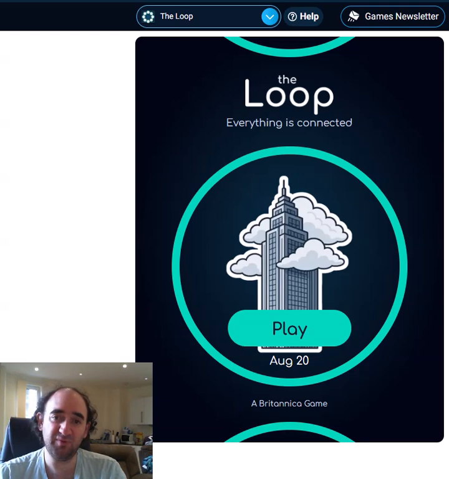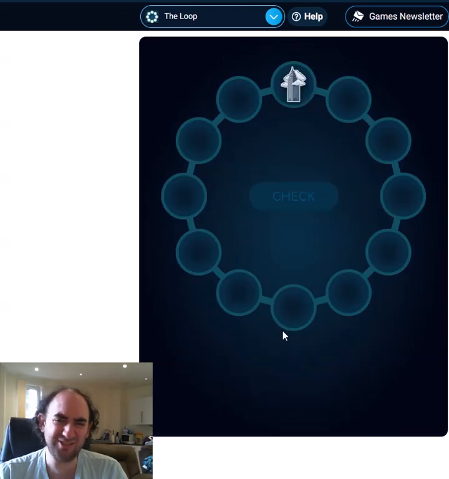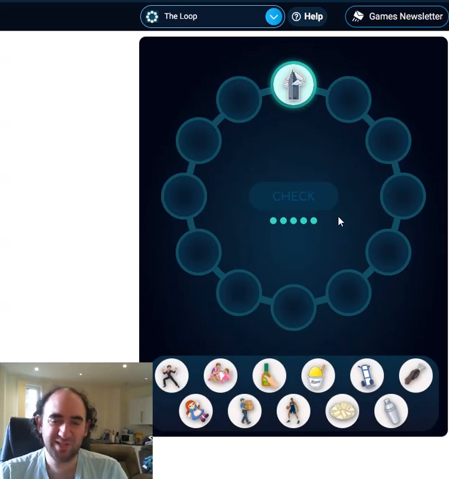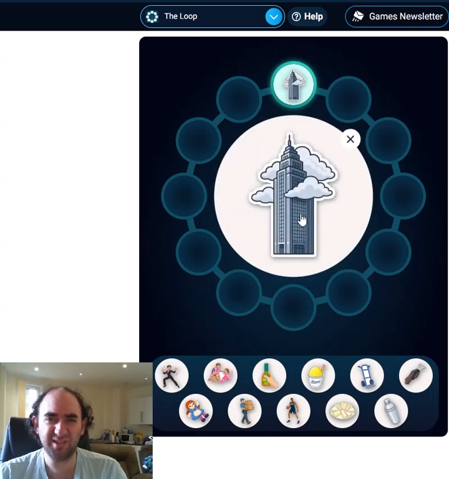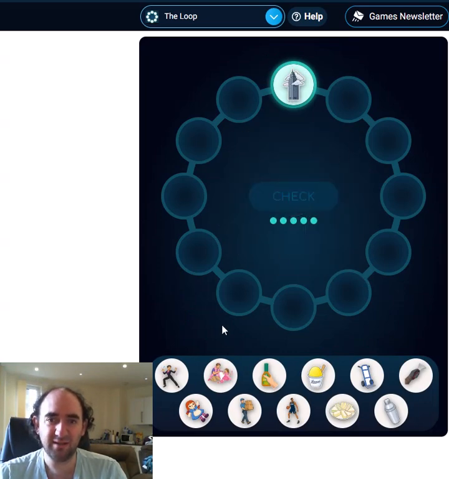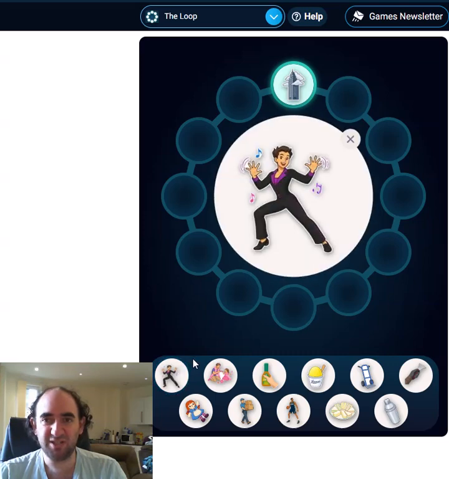The idea here is to put the pictures into the loop such that each one is connected to the pictures on either side of it, and the connections can be very vague. You'll see what I mean as we play along. So, we're starting with a skyscraper, I'm guessing. Let's look at what the other pictures are.